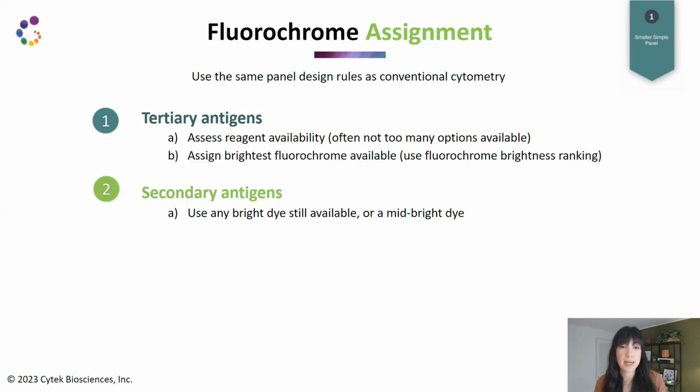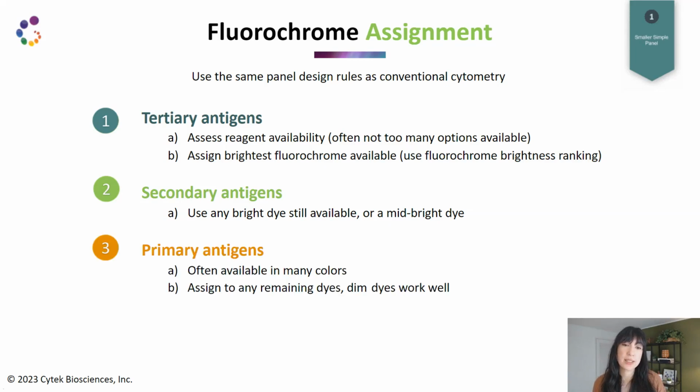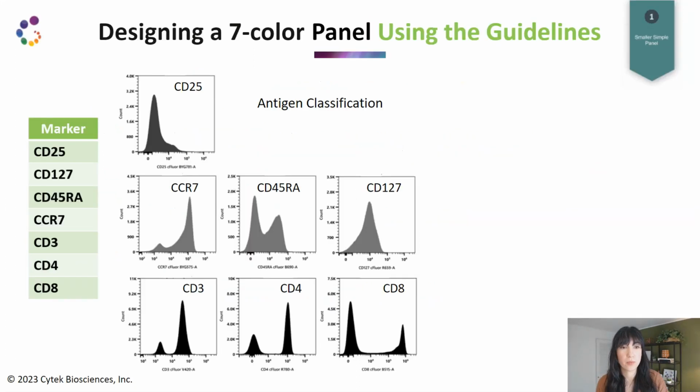Then you're going to work your way down the line, so we're going to move to the secondary antigens, and those are going to go to any bright dye that you still have available or any mid-bright dyes. And then primary antigens can go to any remaining dyes. In a smaller scenario, it's not quite as critical where you place these, but oftentimes the dim dyes work well. But specifically for smaller panels, I probably am not going to be too concerned if you pair it with something that's a little bit brighter.